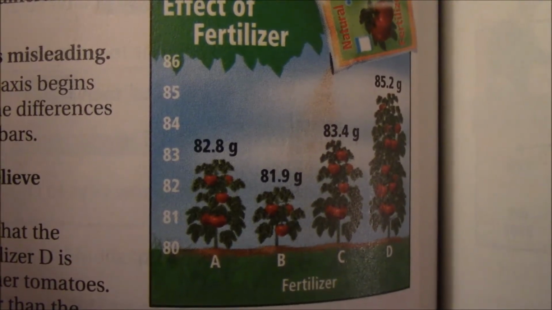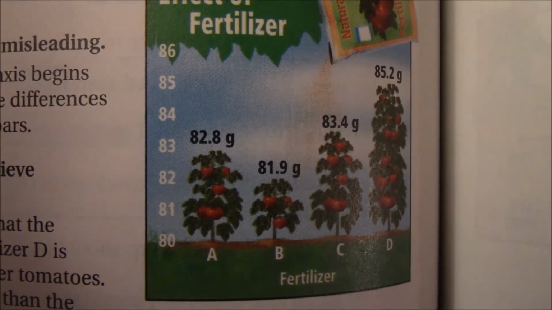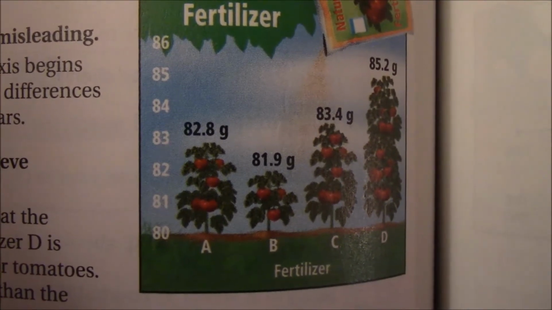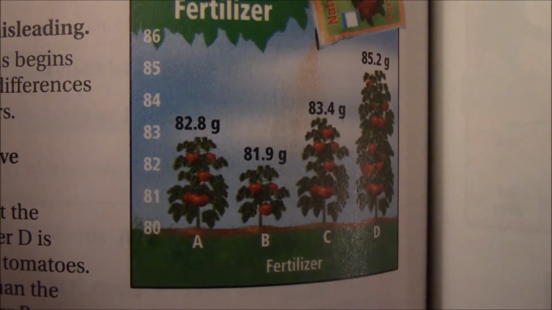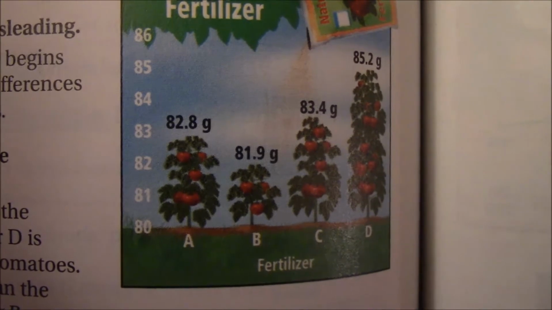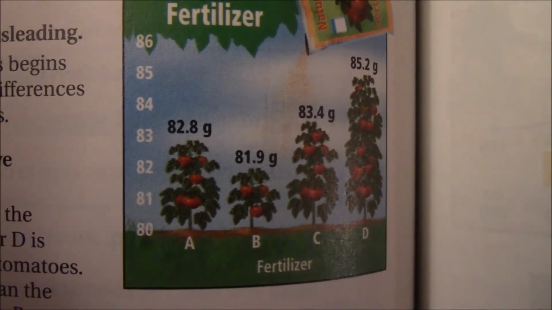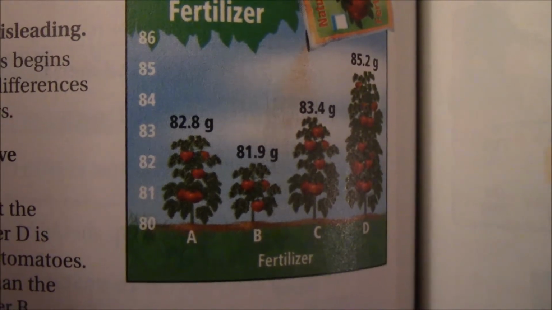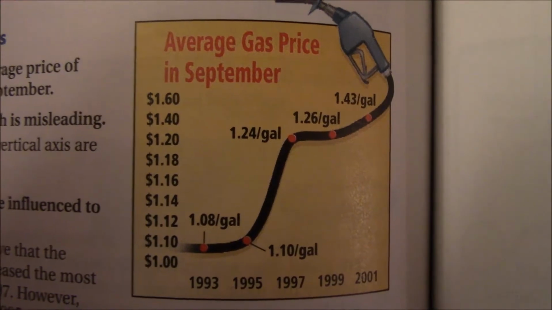And when I'm looking at tomato plants, a difference of 1 gram between plants is really absolutely not this visible. This is misleading because it makes it look like plant D is really going to be almost 3 times as big as plant B. This is a misleading line graph.